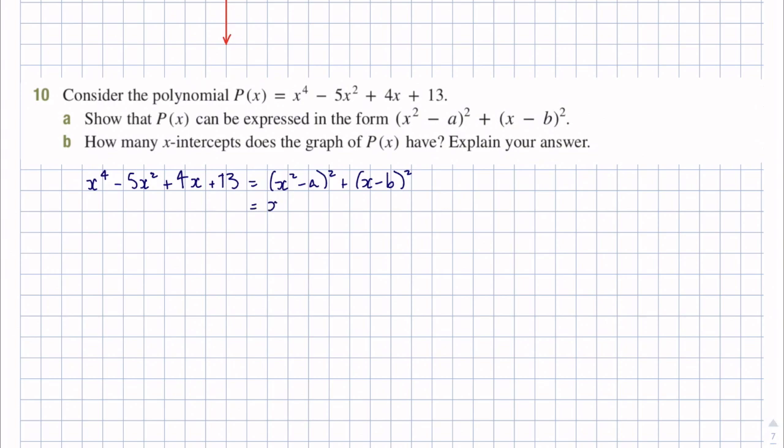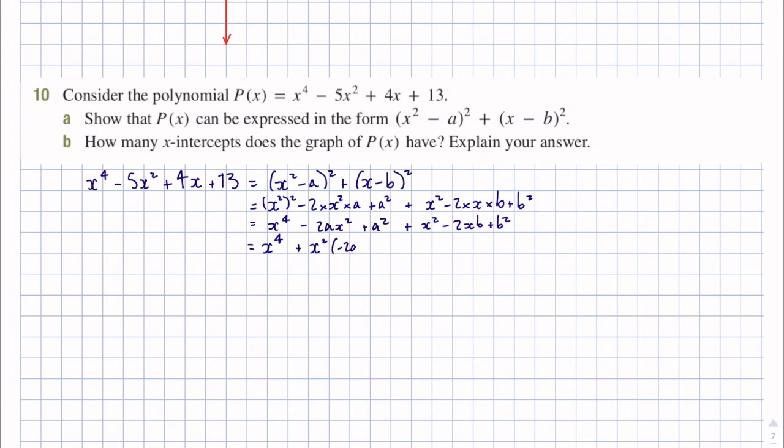So this is the same as x squared squared take 2 times x squared times a plus a squared plus x squared take 2 times x times b plus b squared. You know how to expand those. x to the 4 take 2ax squared plus a squared plus x squared take 2xb plus b squared. Now I've got x to the 4 and I want to get my x squareds together. So I have x squared negative 2a plus 1. Then I want to get my x's together, take 2xb, and then I want to have my numbers a squared, b squared.